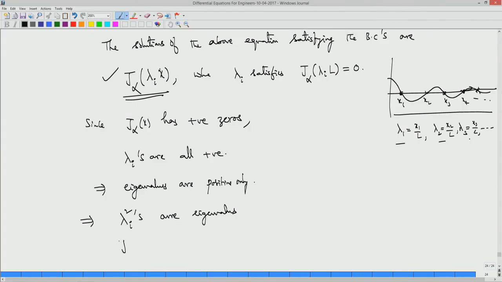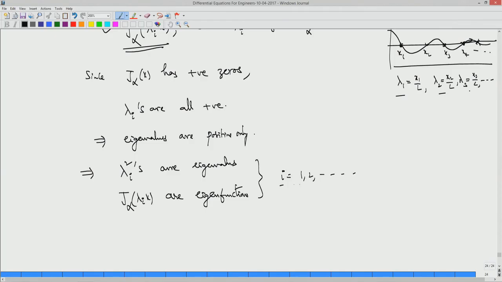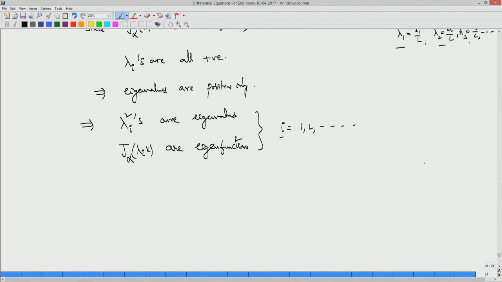The corresponding eigenfunctions are J alpha of lambda i x, where i is from 1, 2, 3 onwards. This is simply a notation. If your roots of J alpha are x1, x2, x3 and so on, the index i is also from 1, 2, 3 onwards. If I denote them as x0, x1, x2, then my index i is from 0, 1, 2 onwards. So these are simply the eigenvalues and eigenfunctions which we calculated already.